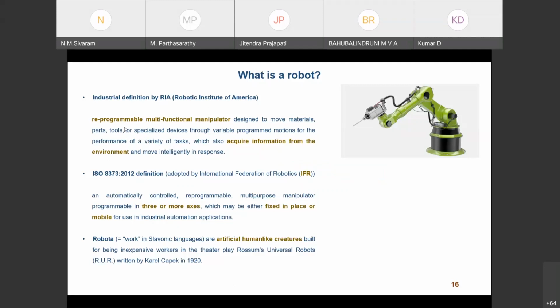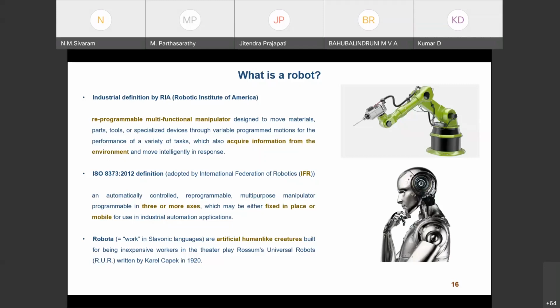It is a reprogrammable multifunctional manipulator. It is designed to move materials, parts, tools, or specialized devices through variable programmed motions, perform a variety of tasks, which also acquire information from the environment. So it says that it is a programmable device and it is a multifunctional manipulator. And these two places are where the hazard exists in the industrial robot. When you program the robot, it will follow whatever program you have fed into the robot.